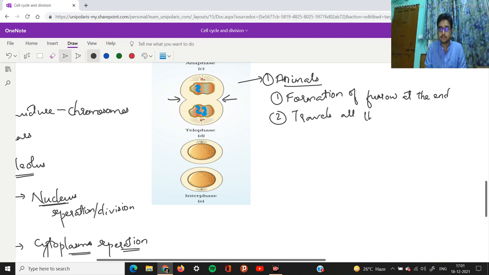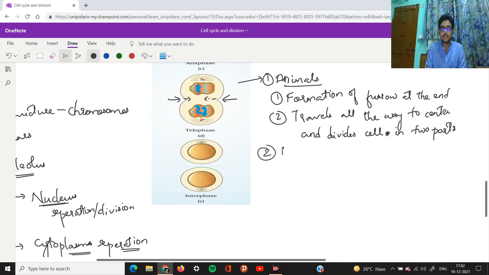This furrow will travel all the way to the center in this direction, and it will finally divide the cell into two parts. Okay, now this is what happens in animals.